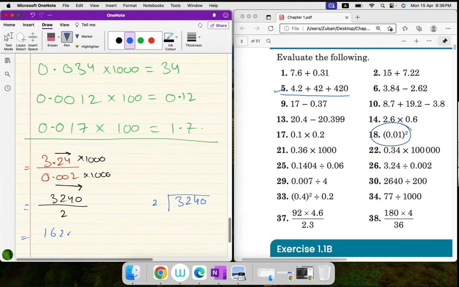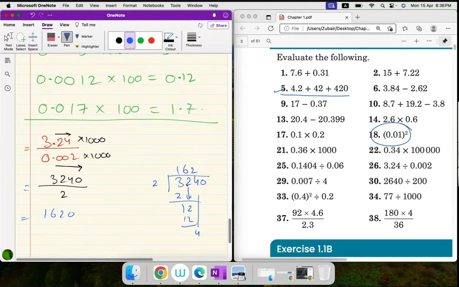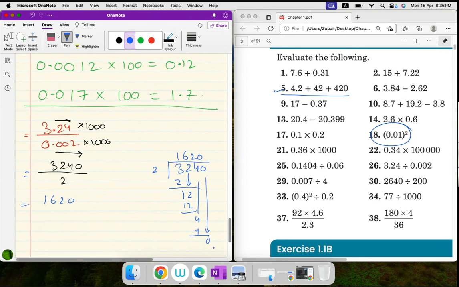Yes, 1620. Half of 324 is 162, or the long division: 2 into 3, 1 times 2, 1 left. We bring this 2 down. 2 6 times is 12. We bring this 4 down. 2 times 2 is 4. And finally, we bring this 0 down, 2 times 0 is 0. And that is our answer, 1620.